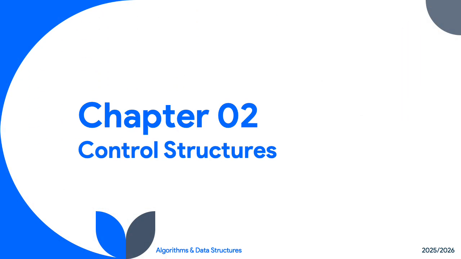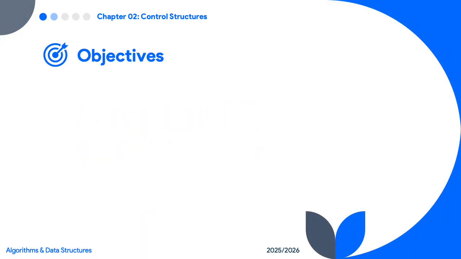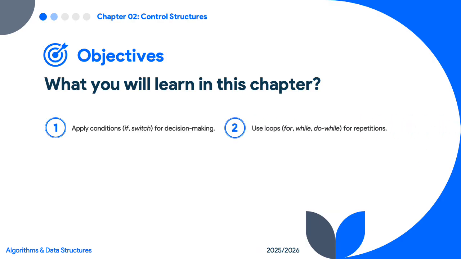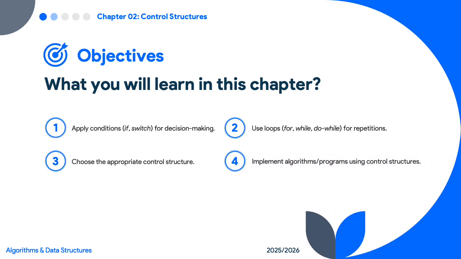Today we're gonna start the second chapter, control structures. By the end of this chapter, you will be able to apply conditions, if and switch for decision making, using loops for, while and do while for code repetitions, and choose the appropriate control structure you need, and finally implement algorithms or programs using control structures.